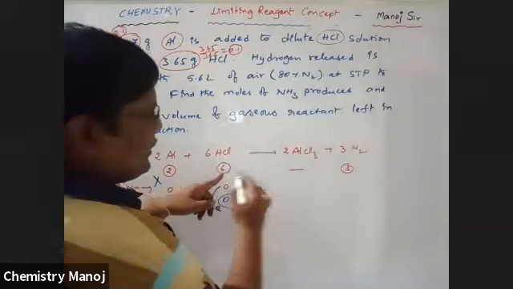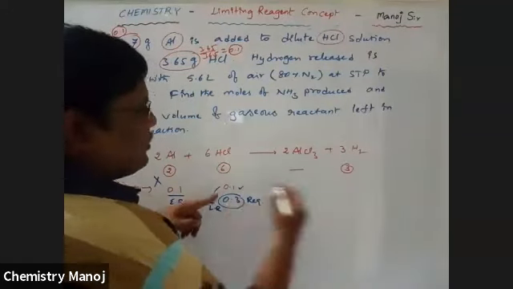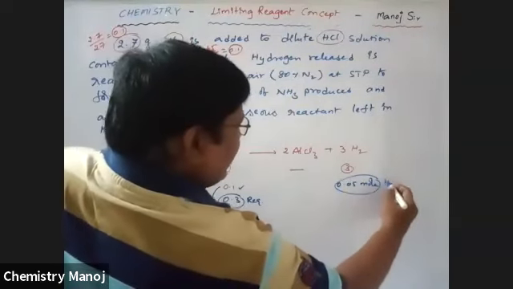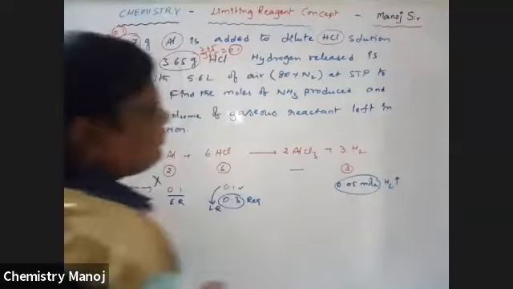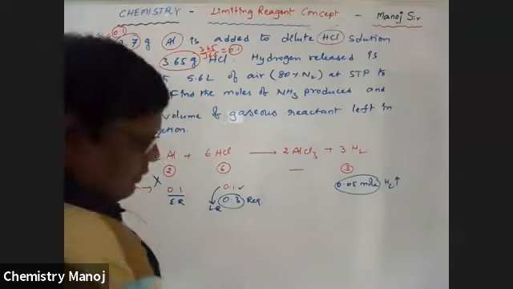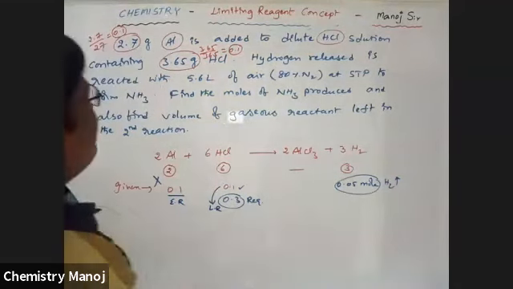That means 6 moles liberates 3 moles. 0.1 moles means 0.05 moles H2 liberated. So how many moles of hydrogen is liberated? 0.05 mole H2 is liberated.